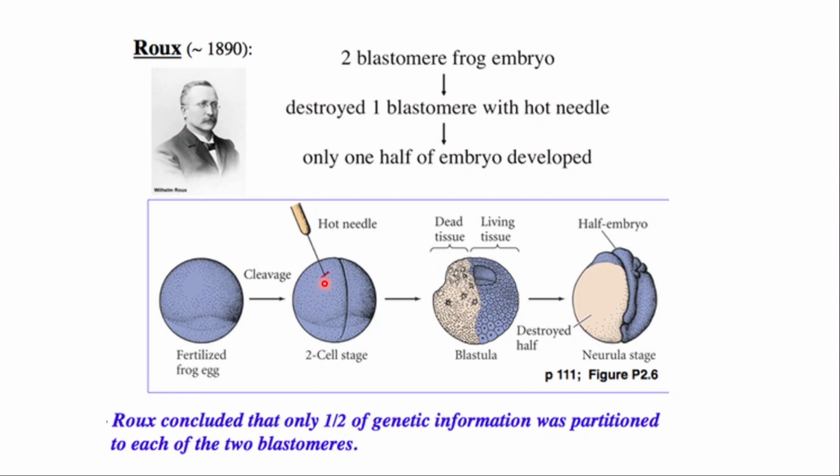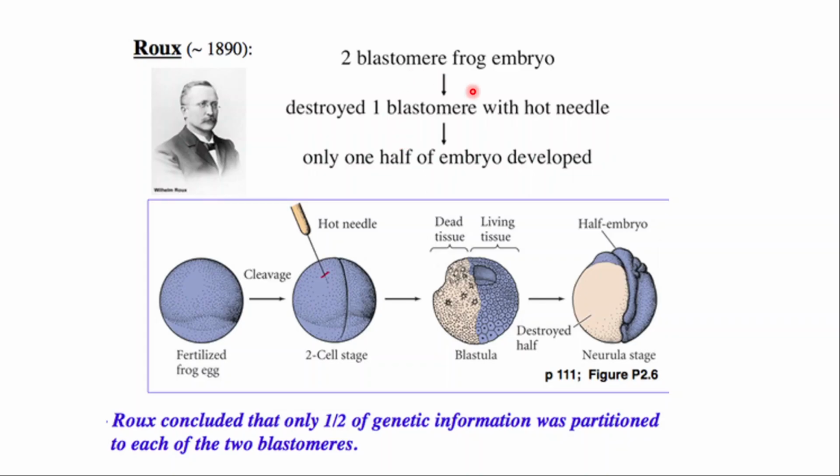one half of the zygote with a hot needle, the dead tissue lying next to living tissue. So one half of the cell is destroyed and the other half develops fine to the neurula stage. Roux concluded that only half of the genetic information was partitioned to each of the two blastomeres. So in the two blastomere frog embryo, he destroyed one blastomere with a hot needle. Only one half of the embryo developed. Since it was autonomously specified, it formed half of the body, and since the other half was dead, it was sending conditionally specified cues, which was not letting it develop into the whole full live embryo.